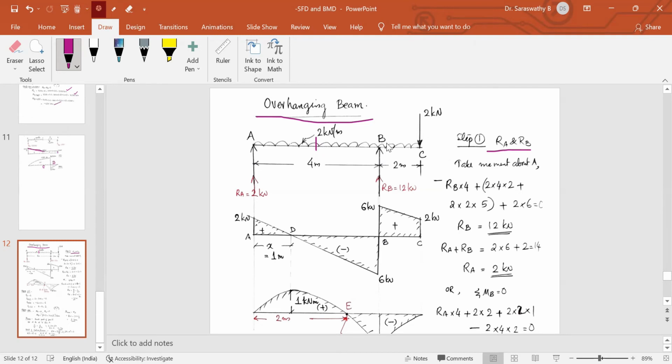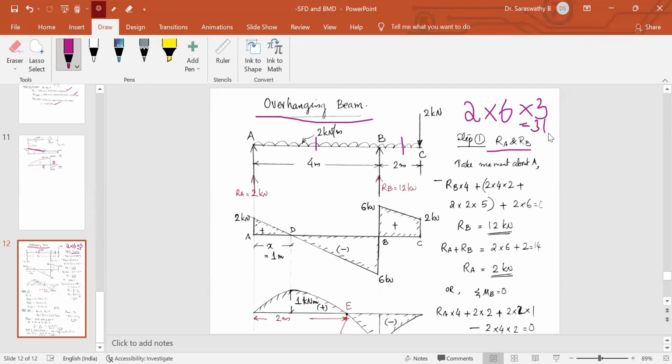This 2 into 2, this much portion, acting at 1 plus 4, 5. So this is the total moment of this UDL. Instead of this, we can write it in one single step. The load is 2 into the total distance 6, 2 into 6, and it is acting at the center of it. So 2 into 6 into 3, that will be 12 into 3, 36.